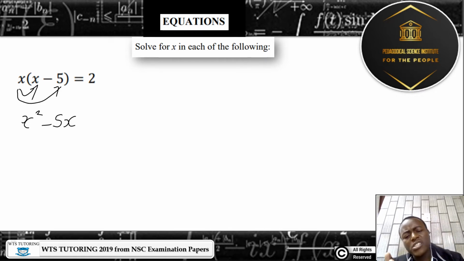Then if I can transpose 2 to the other side, to be minus 2 is equal to 0. Now we can check if whether we can factorize, right? So look, what are the factors of 2?